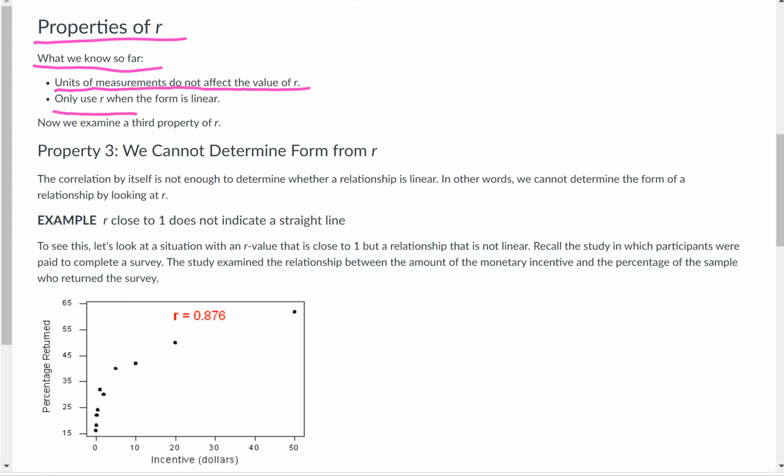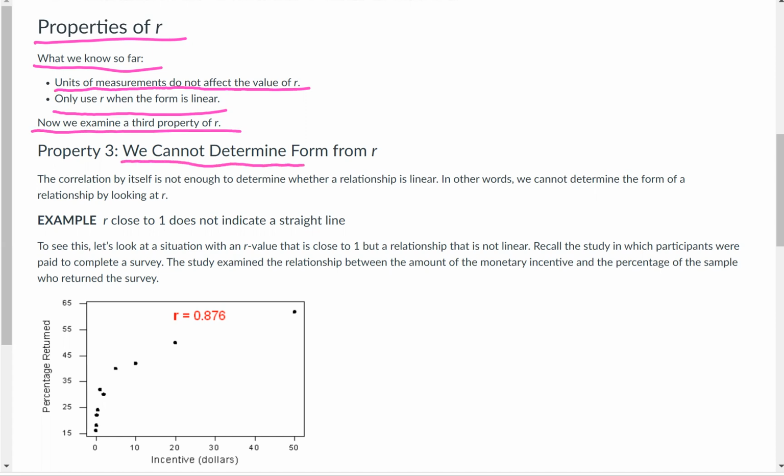Also, we should only use R when the form is linear. If the form is not linear, it's some kind of curve that's not linear, then maybe you'll see in another statistics class or a class in the future what to do then. But this R that we're talking about in this module is only used for linear relationships. Now we'll examine a third property of R.